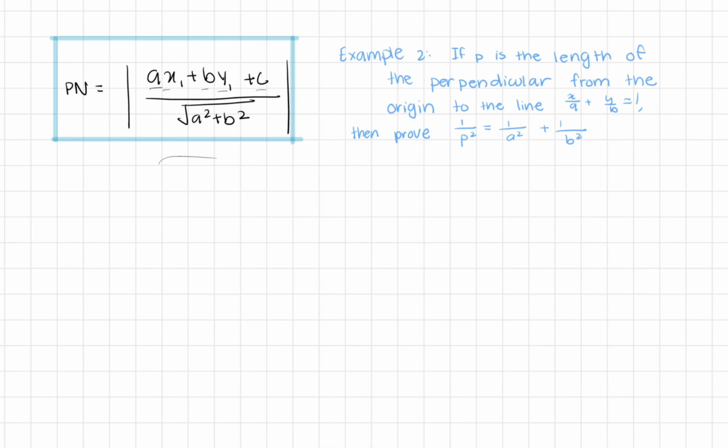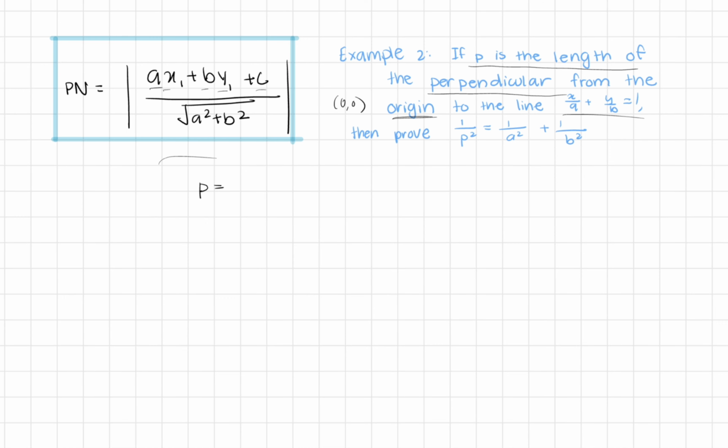So let's break this big problem down into chunks. They're saying if p is the length of the perpendicular from the origin, meaning (0, 0), to the line x over a plus y over b equals 1. So let's find p. How do we find p? They're basically saying find the length of the perpendicular from the origin to this line. Origin is (0, 0), and this is the line.